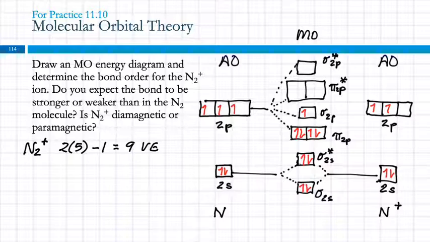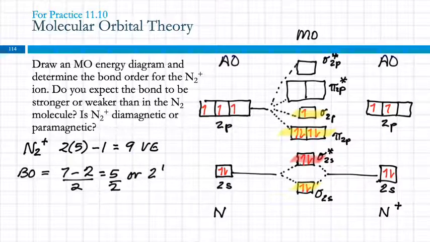It says determine the bond order. Okay. Bond order is the number of electrons in bonding orbitals minus the number in antibonding orbitals, divided by 2. It's a little more involved here. This is a bonding orbital. These are bonding orbitals, and this is a bonding orbital. So 1, 2, 3, 4, 5, 6, 7. 7 electrons in bonding orbitals. And how many are in antibonding orbitals? Just the 2 there. So 7 minus 2 divided by 2 is 5/2, or 2.5. Any question?